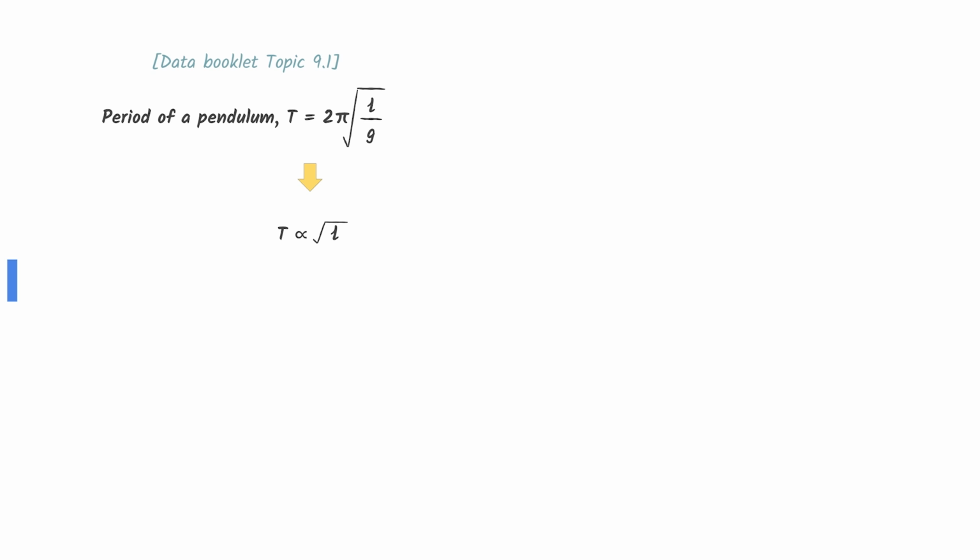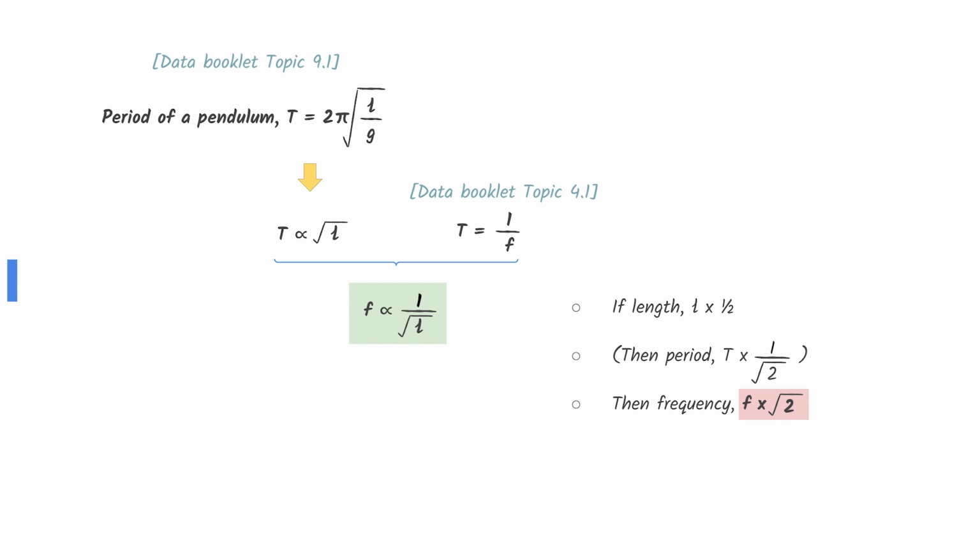The period of a pendulum can be simplified to the period directly proportional to root of the length of the pendulum. Combine this with the equation with the frequency to find the relationship between the frequency and the length of the pendulum. From this relationship, we can derive that if the length is halved, then the frequency is times √2.